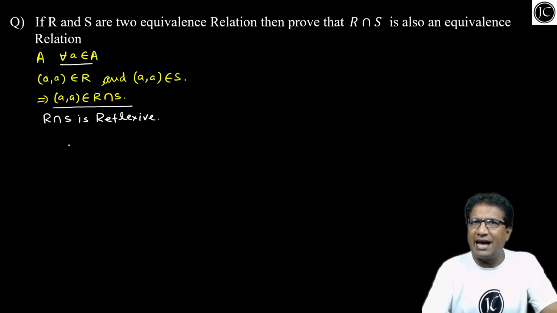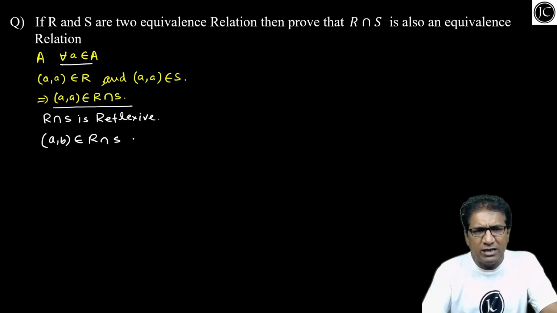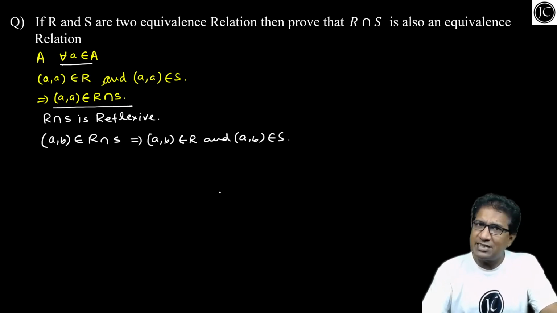No problem? Okay. Now, to prove that R intersection S is an equivalence relation, we have to now prove that R intersection S is symmetric. Okay, let us assume A comma B belongs to R intersection S. It means what? A comma B belongs to R and A comma B belongs to S.